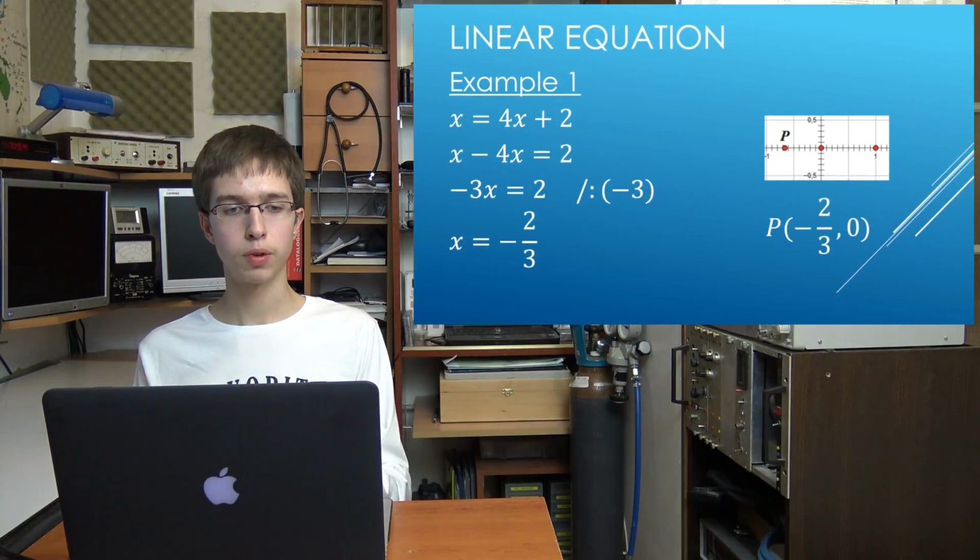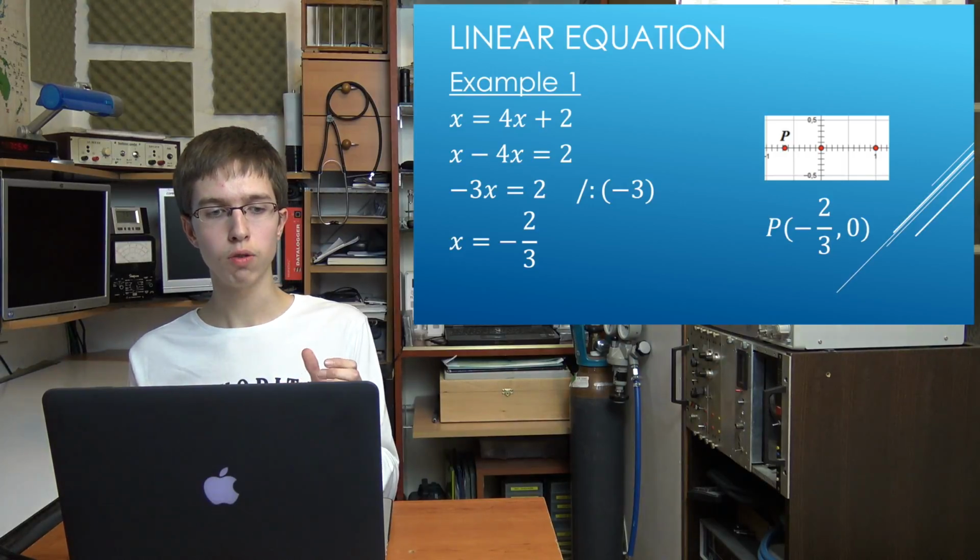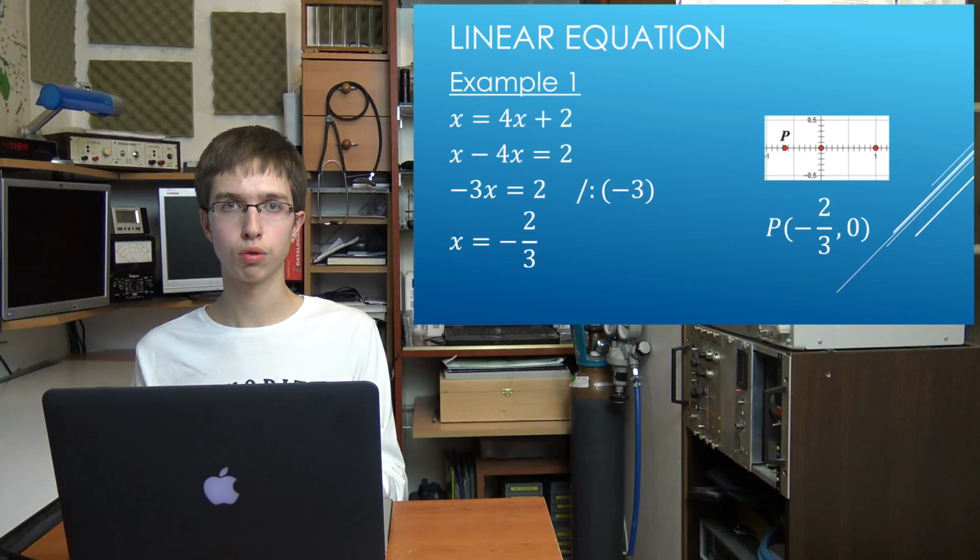Here we have example of linear equation where x is equal to 4x plus 2. So linear equation is an equation with only one single variable. First step is to get all x's on one side of equation. So equations has two sides, left and right, which are separated by equal sign. And now we have minus 3x is equal to 2, but we have to get only one x. So we have to divide the whole equation by minus 3 and we get this x.